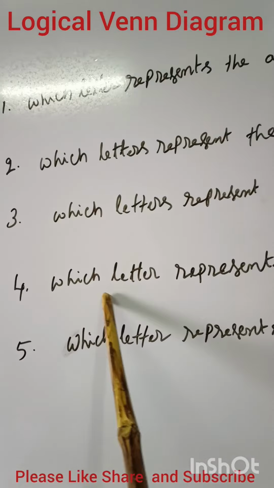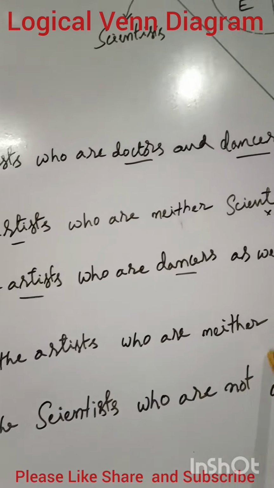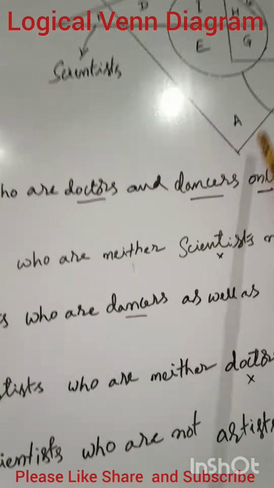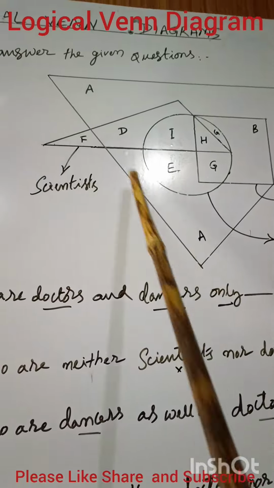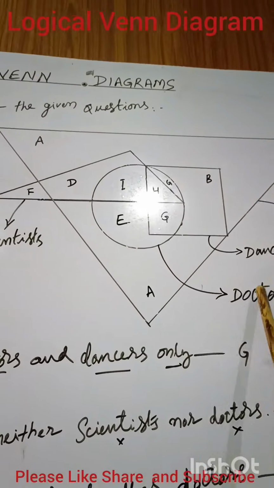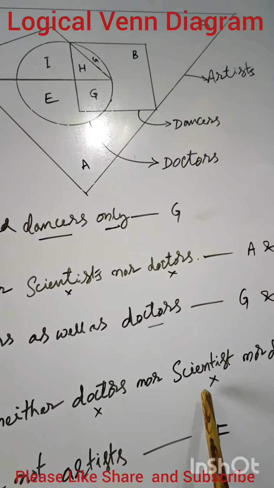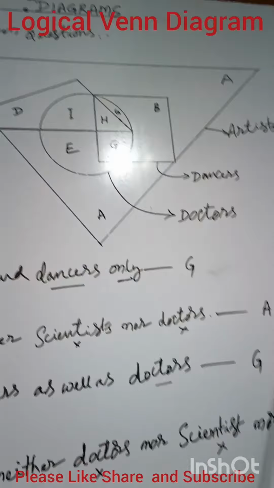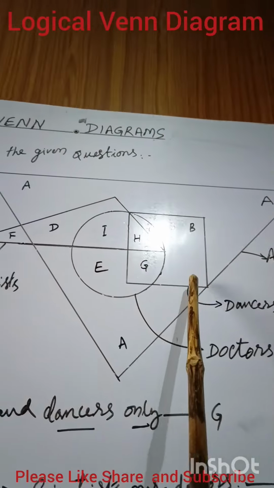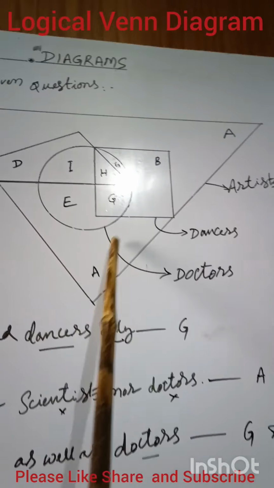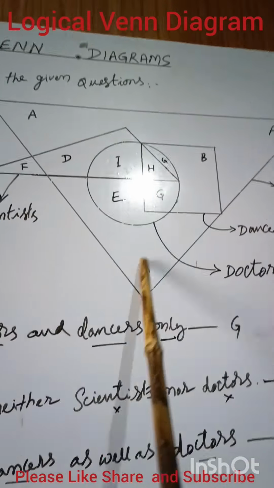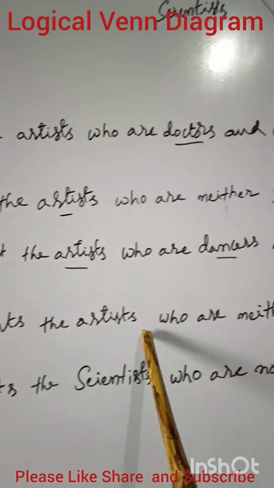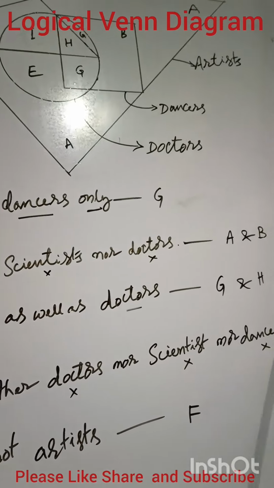Okay. Then which letter represents the artists who are neither doctors nor scientists nor dancers? See, this should be artist. It means it should be in the big triangle, but not doctors. Now it means you remove this circle. Then scientist means this small triangle. Then dancers means this square, also remove this. So we are left with only this A part. So A only covers the artists who are neither doctors nor scientists nor dancers.